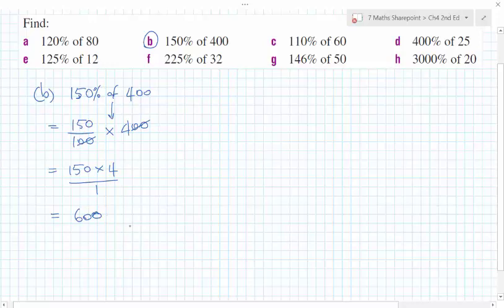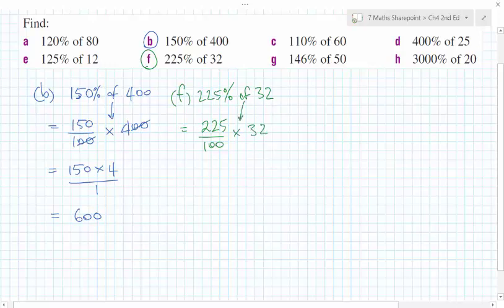Okay, so let's have a look to see at F. So what we've got here is 225% of 32. So if we have a look here, 225 out of 100, I convert this by basically just getting rid of the percent sign, sorry, by dividing by 100, times 32. Remember, of in maths becomes a multiplication sign. So basically I then have a look to see what can I cancel out here at various stages.